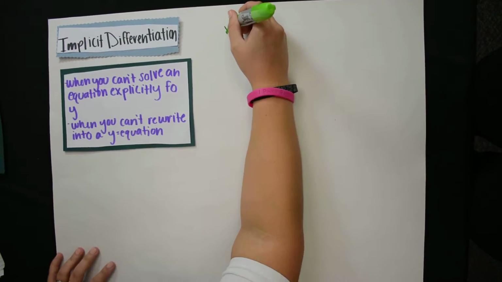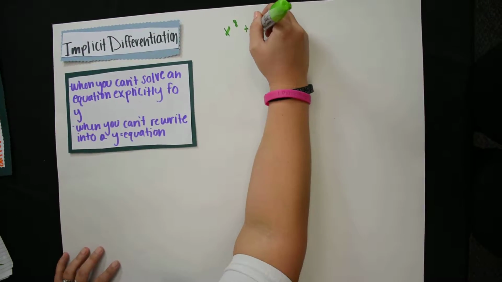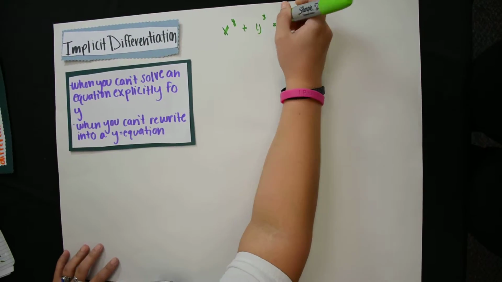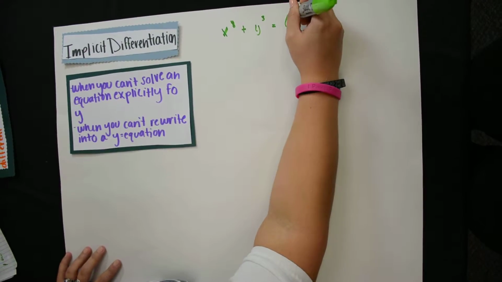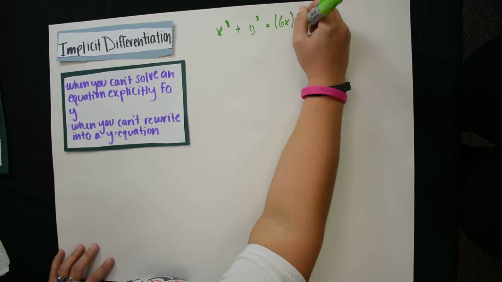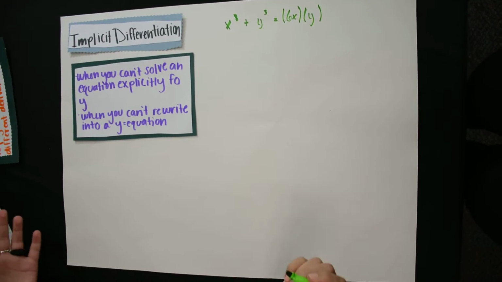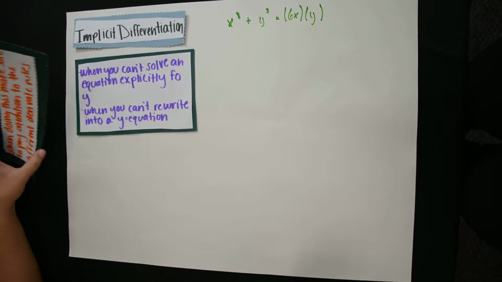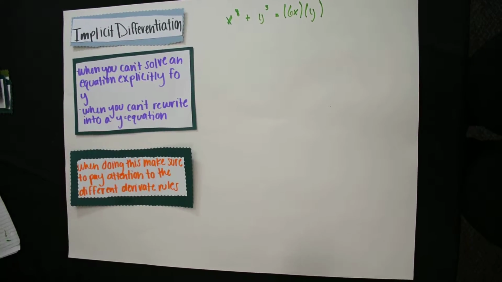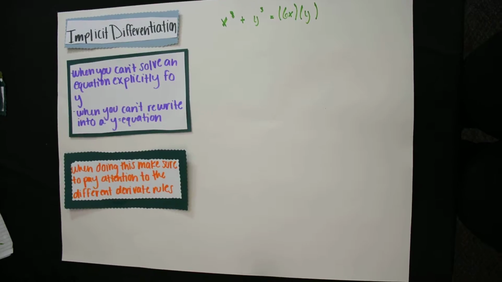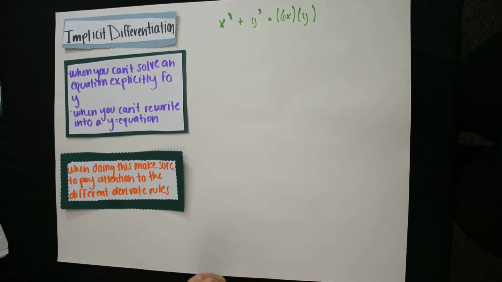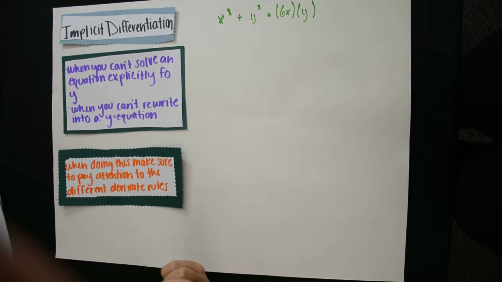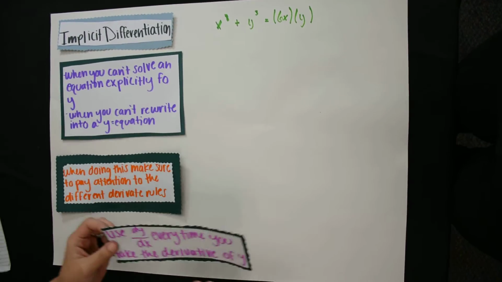x to the third plus y to the third equals 6x times y. So as you can see, we can't write this into a y equals equation. An important note to make when you do this is to make sure you pay attention to all the different derivative rules. We'll use several different ones. Our first step is to take the derivative.